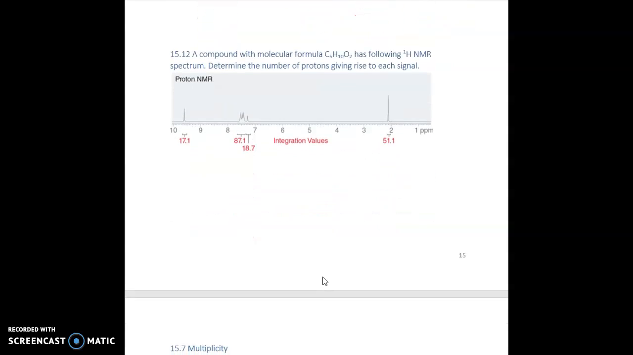And here's our last one. We're going to divide all of these by 17.1. If we divide 17.1 by itself, we'll get 1. If we divide the 87.1, we get 5. And 18.7 is going to be functionally 1. And down here, the 51.3 divided by 17 is going to give us a 3. Okay, so the molecule has 10 protons, and we've got 10 protons, so we are good.